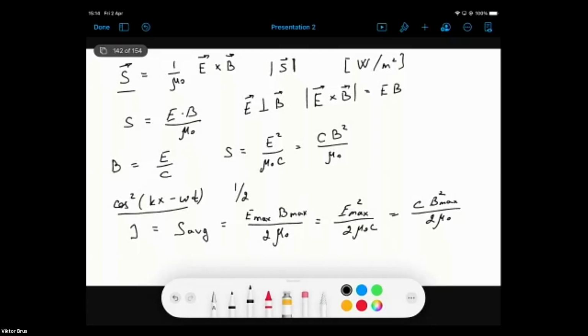So these are equations which will allow you to calculate wave intensity, meaning the amount of energy transferred per unit time through a unit area perpendicular to the direction of propagation of the electromagnetic wave, averaged for one cycle or more cycles.